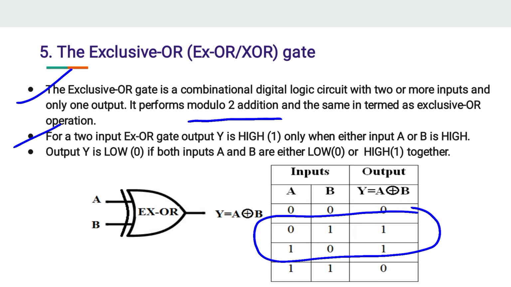Otherwise we will get 0. Or you can define that the output will be low when both the inputs are the same.